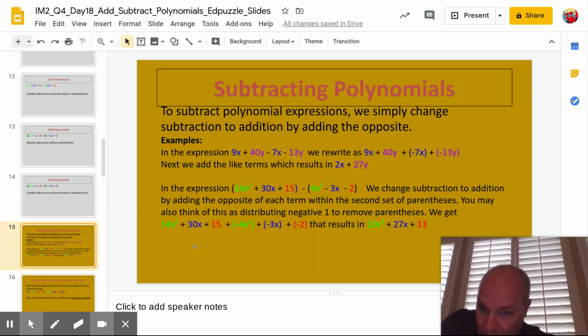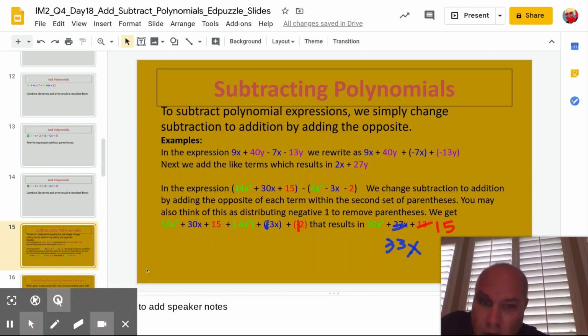So we end up getting 14x squared plus 30x plus 15 plus a negative 4x squared plus a negative 3x plus negative 2. Wait a minute, I think I made a mistake here. Let's see here. This would be positive 3x. That should not be a negative sign. That should be positive 3x. Let's fix this right now. Okay, I cleaned up my mistake here. So negative 1 times 4x squared is the negative 4x squared.